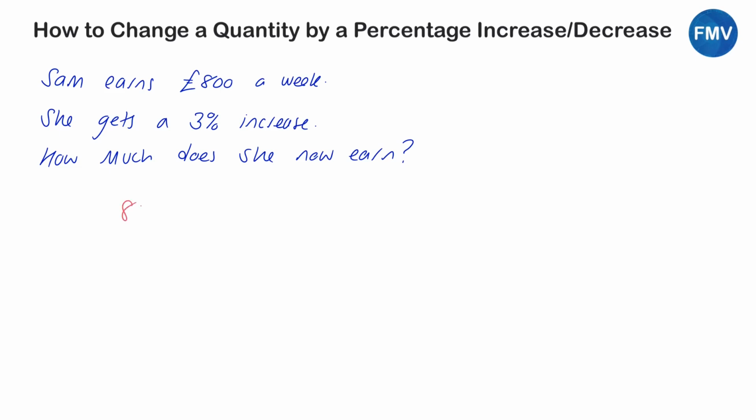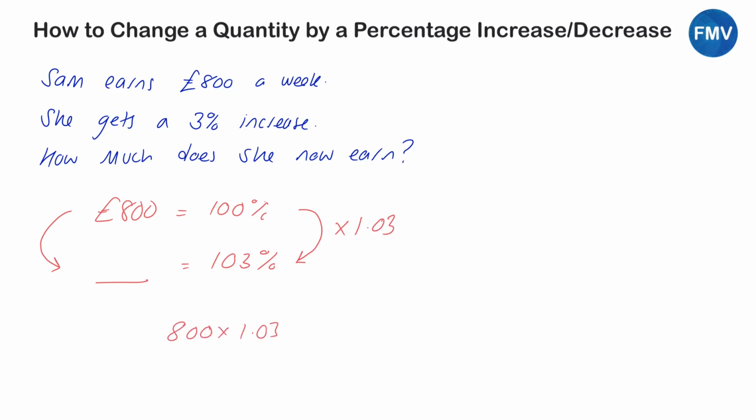So we know that the £800 is equal to 100%. Now we want this new amount, and that's going to be equal to the 100% plus the 3%, which is 103%. So the question is, what did we do to go from 100% to 103%? Well, actually, we multiplied that by 1.03. This is called our multiplier. Now, this is key to what we do here. So now I take the 800 and I multiply that by 1.03. I do that in my calculator and I get £824. So her new amount is 824.